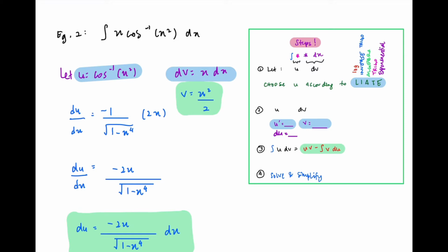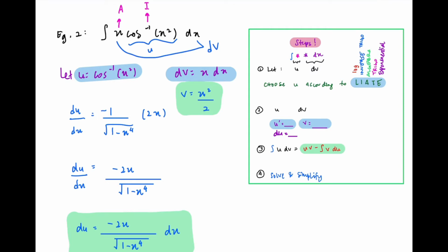So let's see here, x is algebra. Inverse cos here is inverse trigo. So between A and I, I comes first. So you need to take your inverse cos here as your u, and the remaining function here, you need to put it as dv. So let's do this. Let u be inverse cos x squared, and your dv is just x dx.